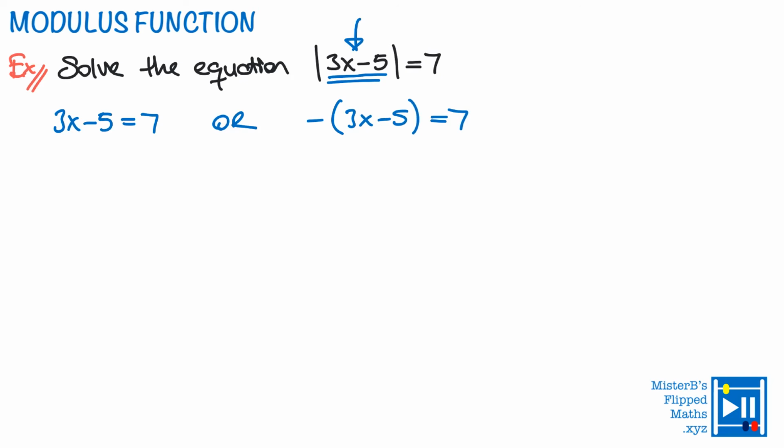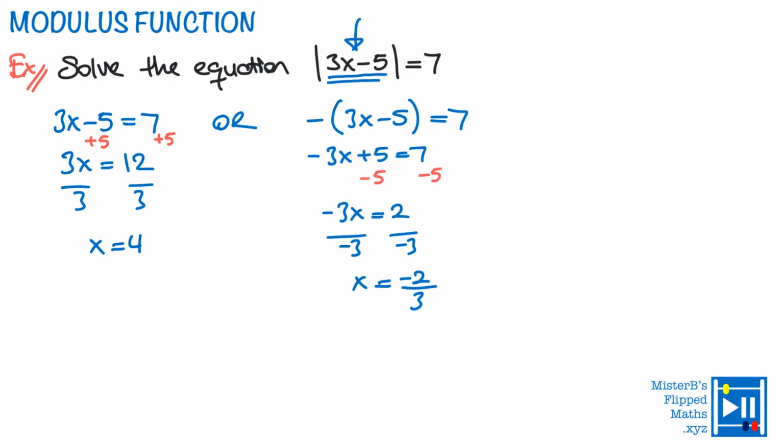So we put a minus sign in front of it, okay? And I'm going to basically solve two equations. So 3x minus 5 equals 7 means x equals 4, and minus, in brackets, 3x minus 5 equals 7 means x equals negative 2 over 3. Now you may say, well, this is an absolute value equation. Why do we have a negative x value? Well, it's the expression which is an absolute value, not the solutions. Solutions may be negative.